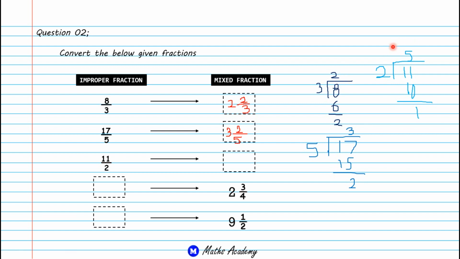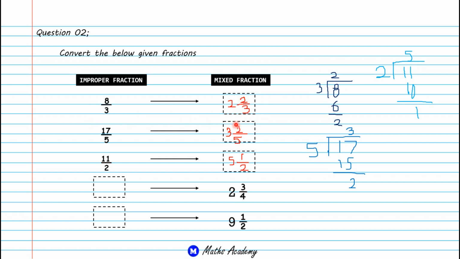And again, if I tell you, the number that is on the top comes as the whole number of this mixed fraction, and the remainder comes on the numerator of this mixed fraction, and the denominator of the improper fraction comes as the denominator of the mixed fraction. So now let's write them down. Now we have converted the improper fraction to mixed fraction. I hope you would have understood how to convert the improper fraction to mixed fraction.